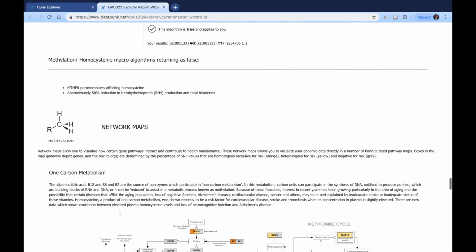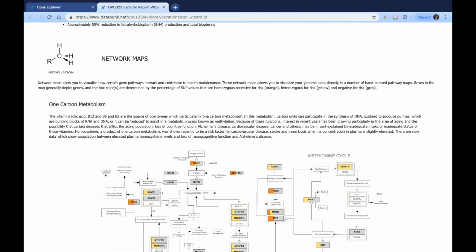Next, we have the network maps. This is actually probably one of my favorite parts.